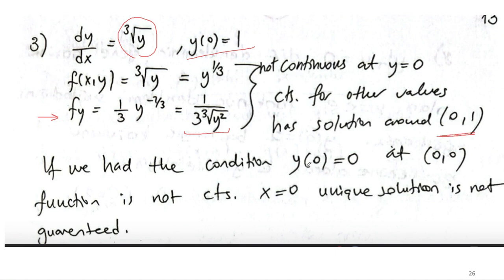However, suppose we had an initial condition like this one, then we would not have continuity at y equals 0 because of this problem here. We will have 1 over 0. That will basically violate the continuity that we require. So in that case, uniqueness is not guaranteed. But for the initial problem here, we are okay and we have continuity. Therefore, we have a unique solution.